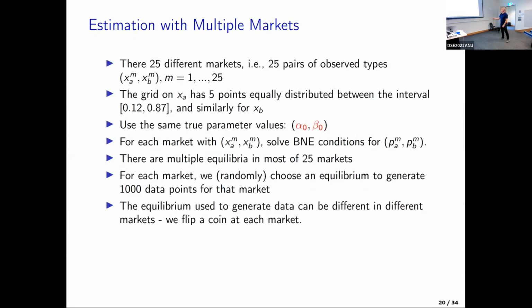So we're going to make a little example here with 25 different markets with 25 observed pairs of these XA and XB. We're going to just let those vary across different markets. We're going to treat it as data and observe, but we still have alpha and beta equal to minus 5 and minus 11. But given these different sizes of X's, in some markets there will be multiple equilibria, in some markets there will be a unique equilibrium. Okay, so these have 5 points and they're equally distributed on this interval.